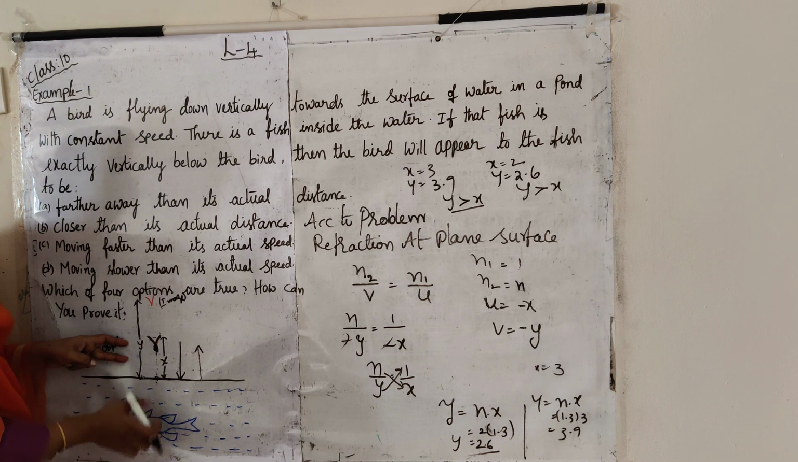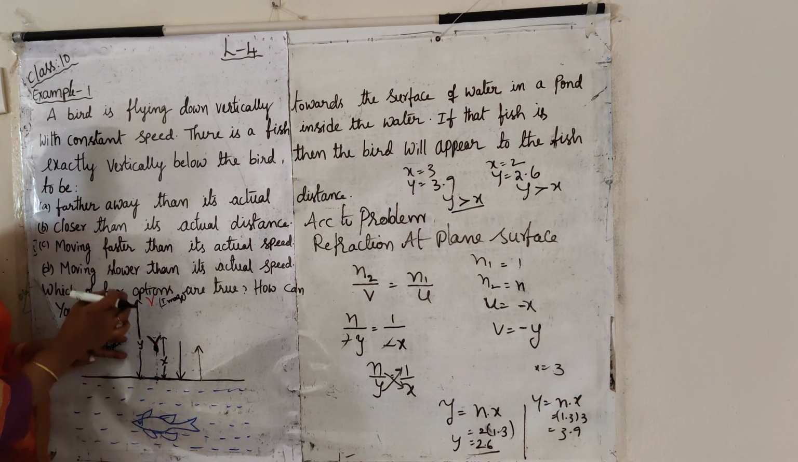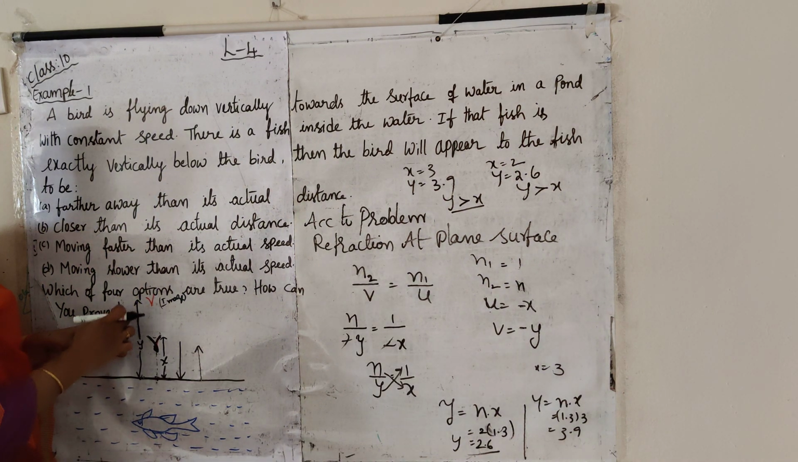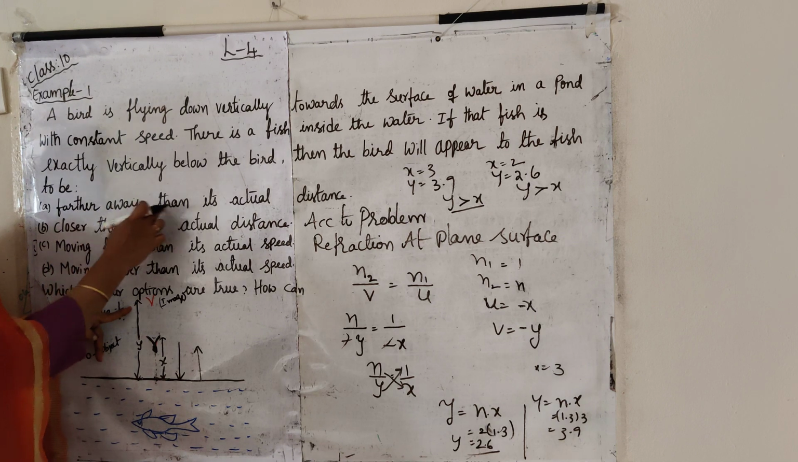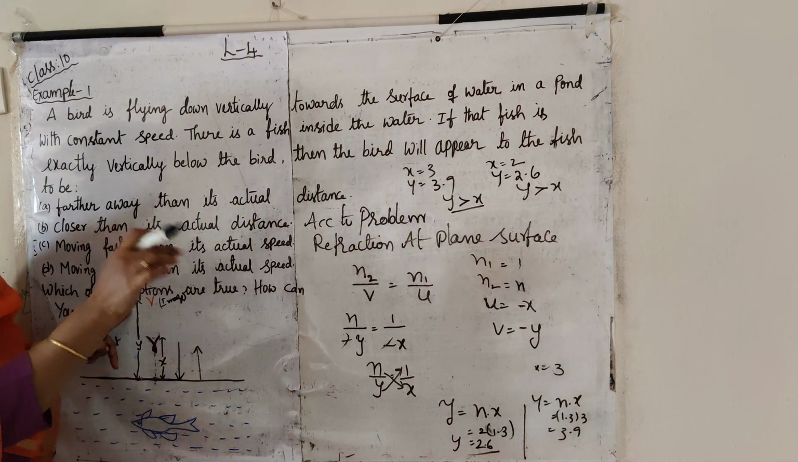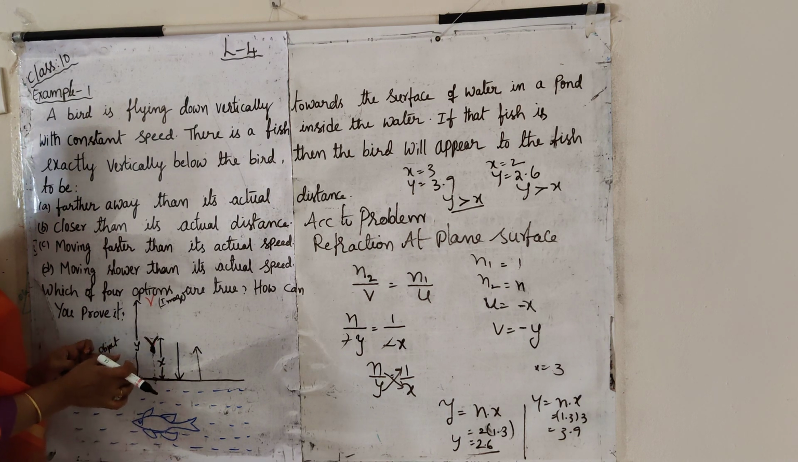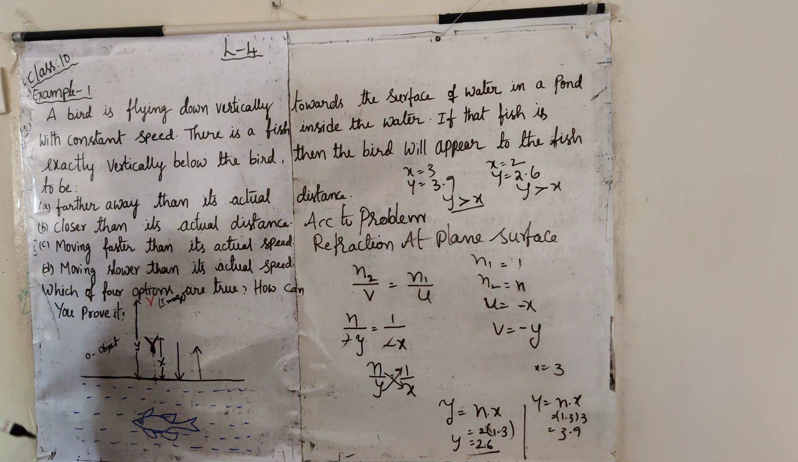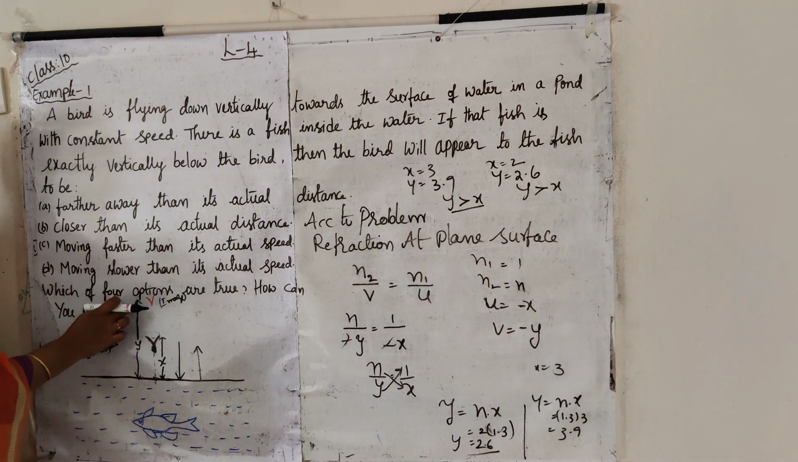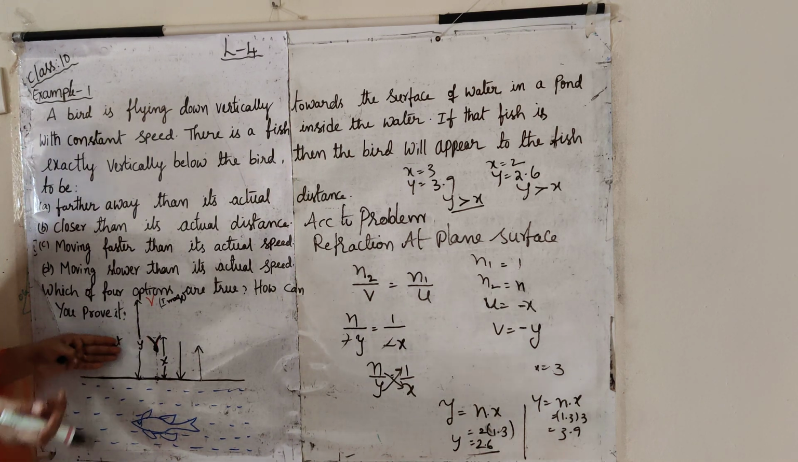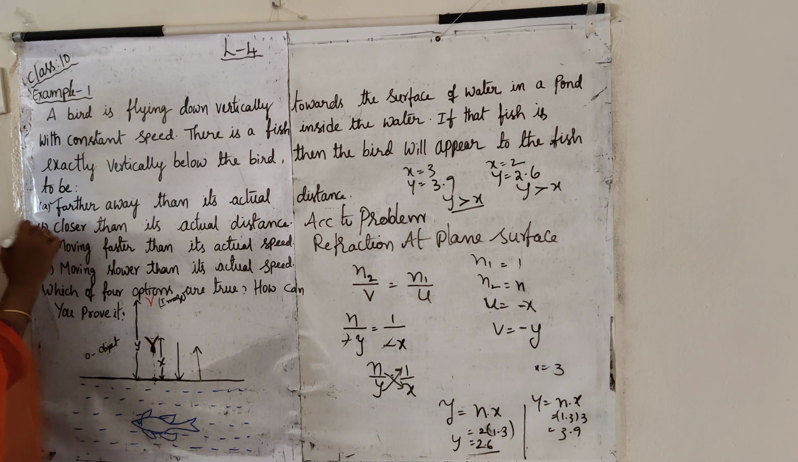For the fish, which is in the water, the bird appears to be coming, and the y value is greater. Due to y being greater than x, the bird appears farther away than its actual distance. And when you compare the speeds also, the bird appears to be coming faster than its actual speed. So for this problem, options A and C are correct.